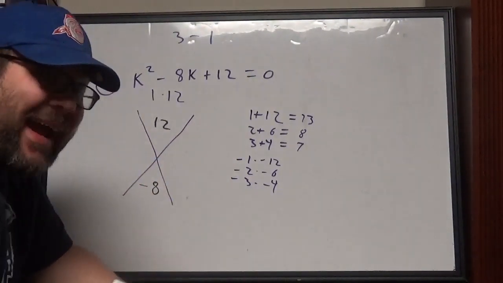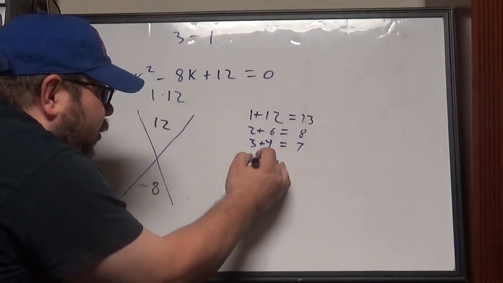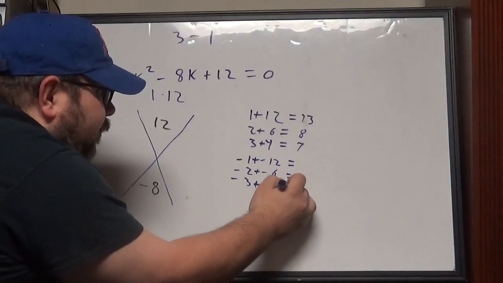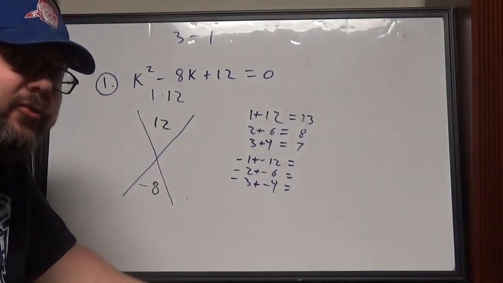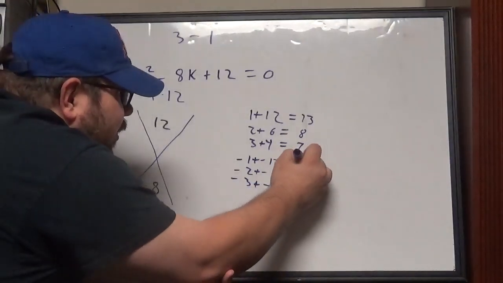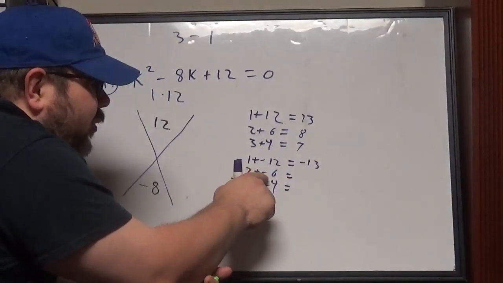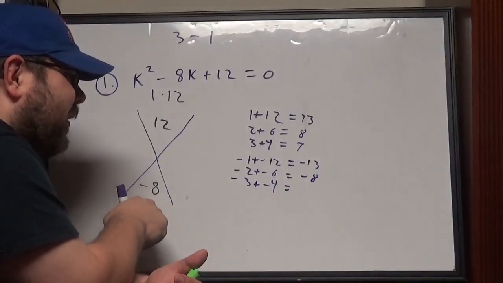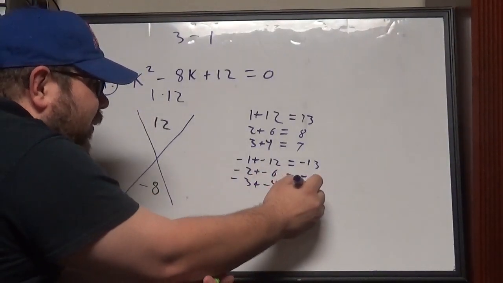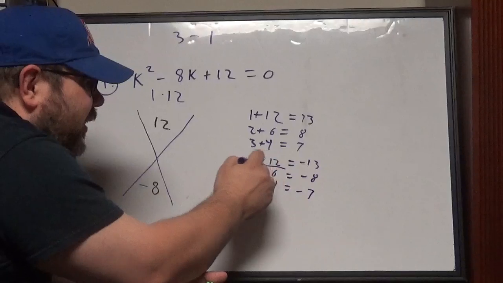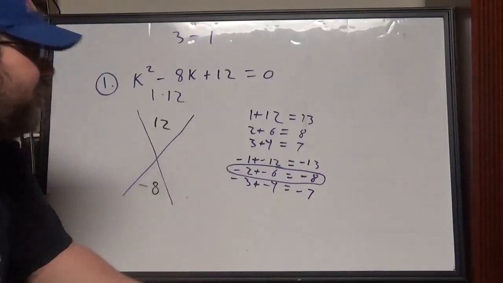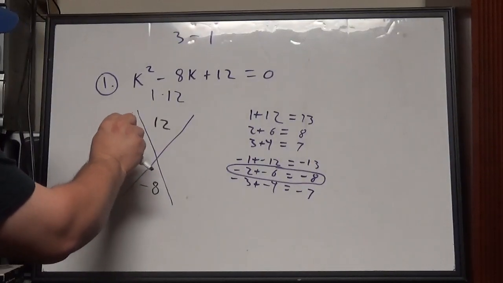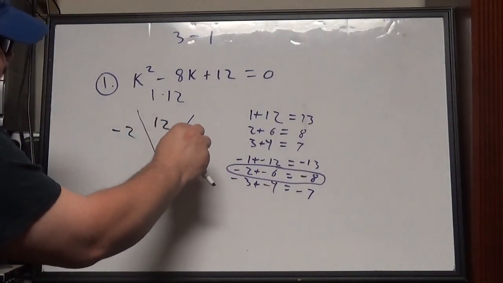Now I'm going to again add each pair, and you can probably see which one is what we're looking for. -1 plus -12 is -13. -2 plus -6 is -8. Ding, ding, ding. And -3 plus -4 is -7. So this is the one we're looking for. So on the sides, I'm going to put the -2 and the -6.